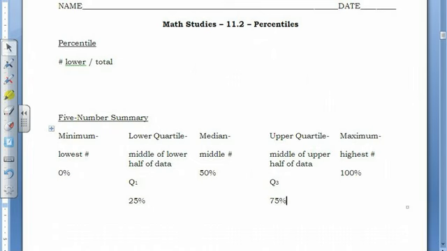Now a lot of students I see say Q1 and Q2 for the lower and the upper quartile, but these are Q1 and Q3 because technically the median is the middle or Q2. So it's kind of like Q0, Q1, Q2, Q3, Q4. If we're breaking up into quarters, this is the second quarter, this is the third quarter.